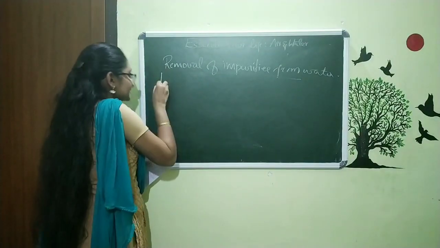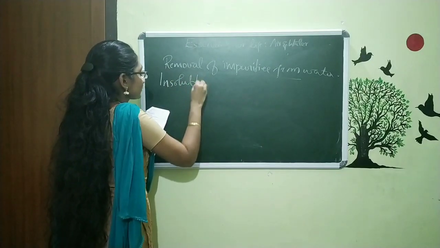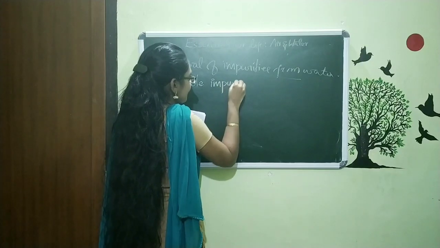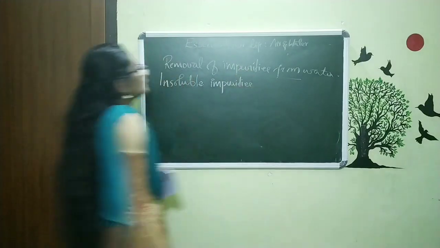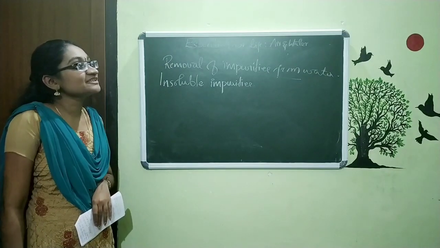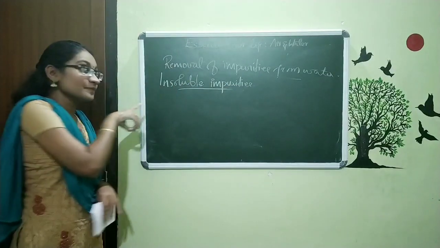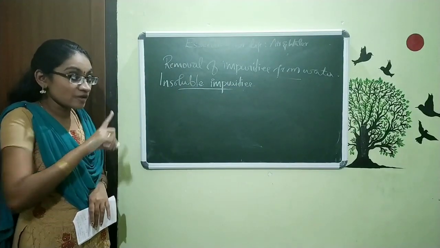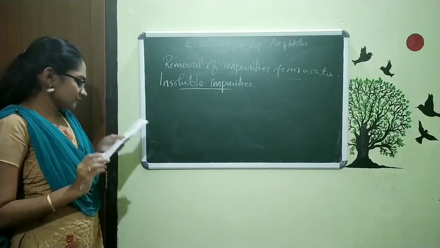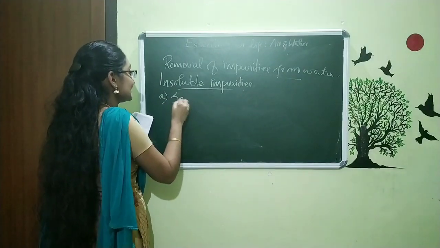First we are going to discuss the insoluble impurities. That means how we can separate these insoluble impurities from the water. That is our topic. Insoluble means the substances which are not dissolving in water. So that is the first topic. The first method is this. The name you just want to remember: sedimentation.